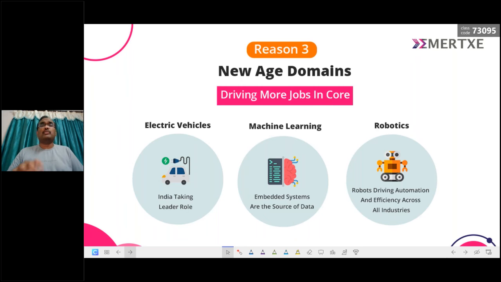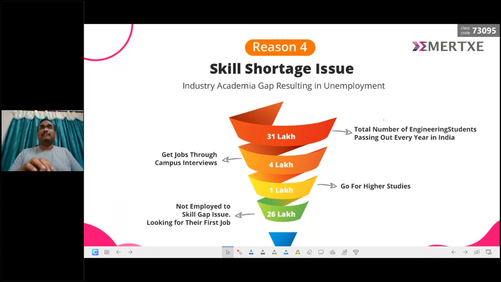Fourth one, I think you guys know this better than me. The industry academia gap in India. There are more than 25 lakh graduates coming up. You can see in the top of the pyramid. I said 28 lakhs, I'm sorry, it's 31 lakh graduates who are going to pass out by the year 2024. That's the projected number.